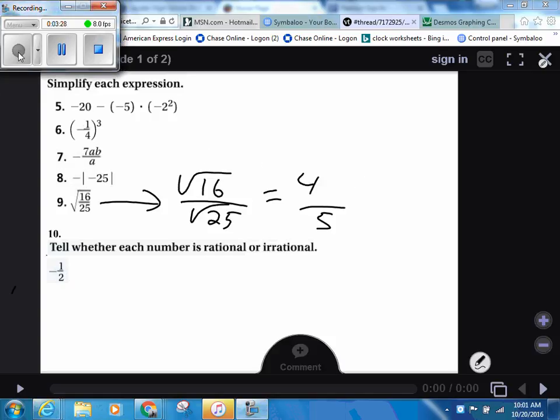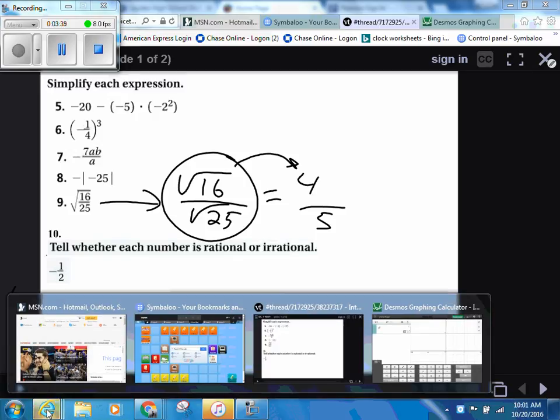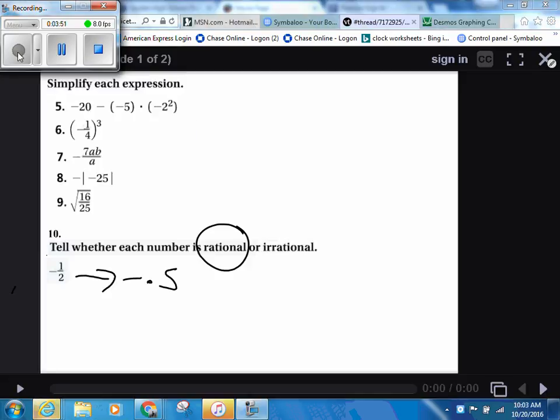Number 9, we write it like this, and you get that number. How do I do it on my calculator? Just to remind you, square root of 16, go to your calculator, click in the box, hit this button down here, square root, put in 16, and your answer is 4.